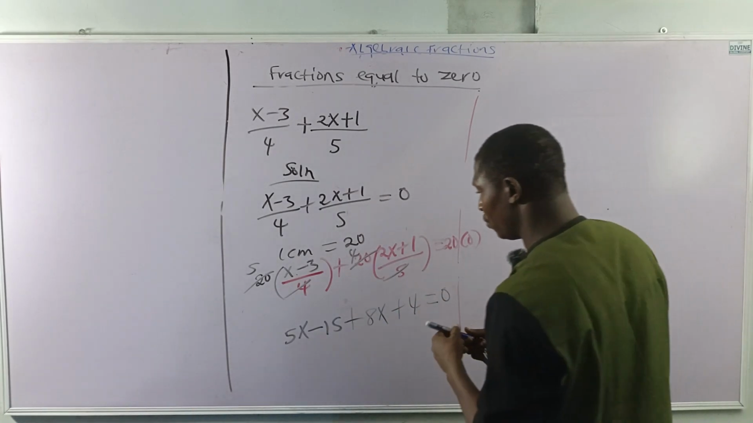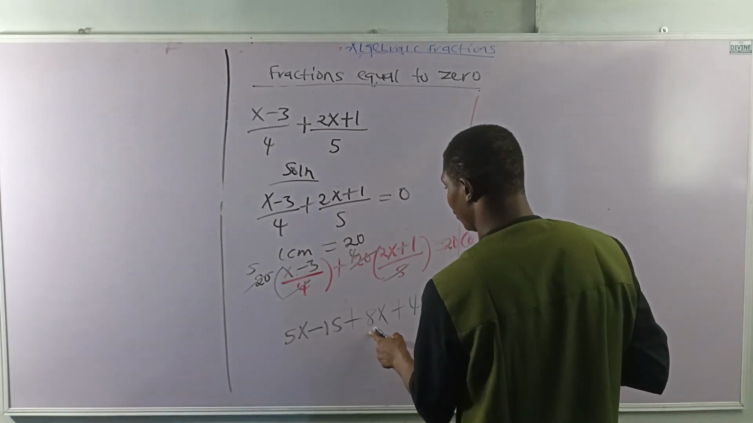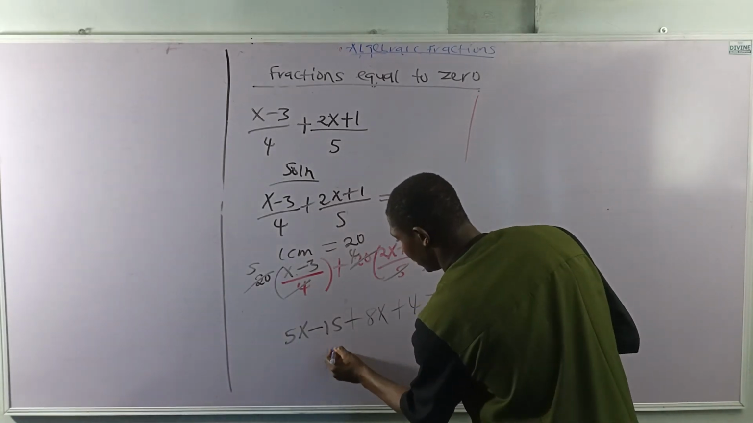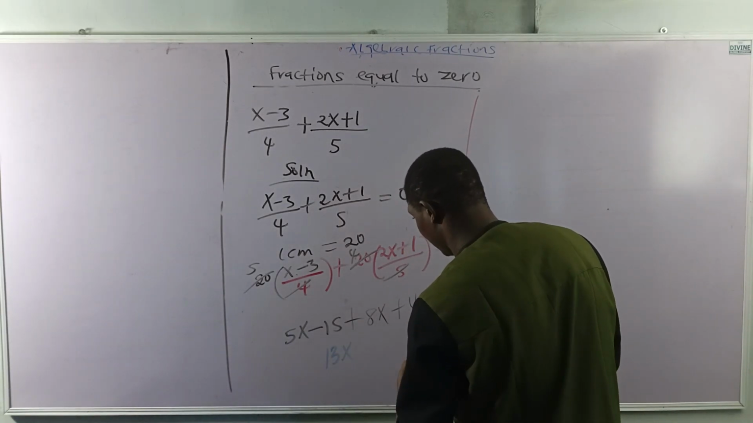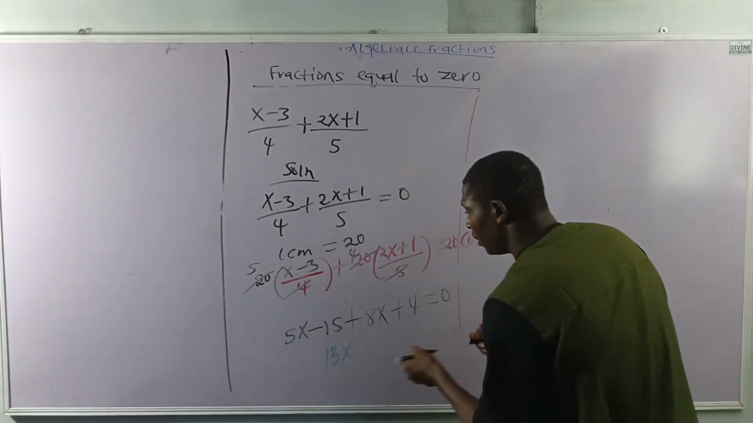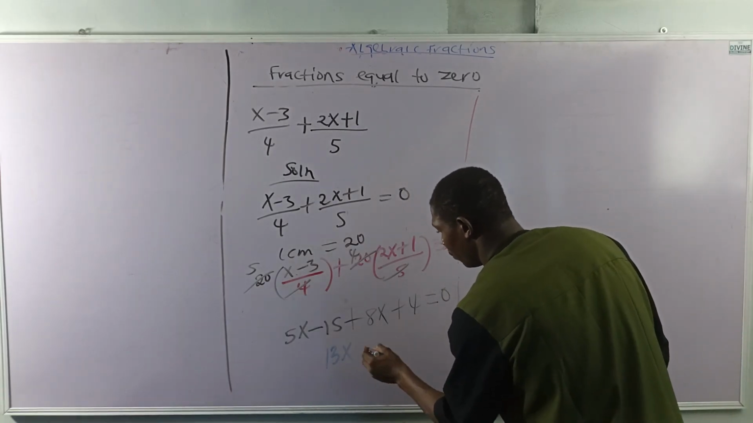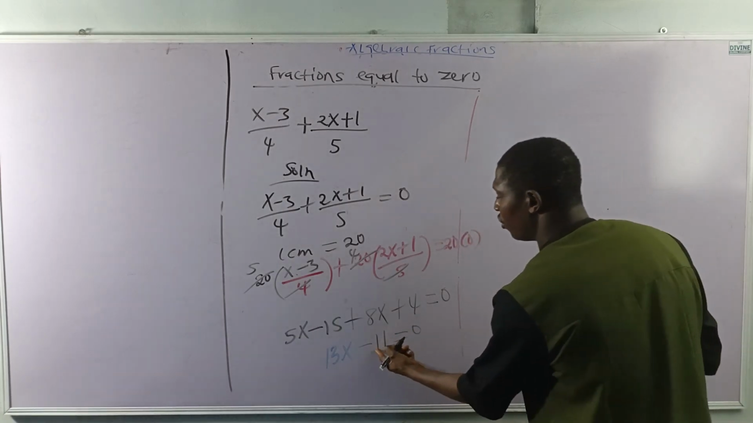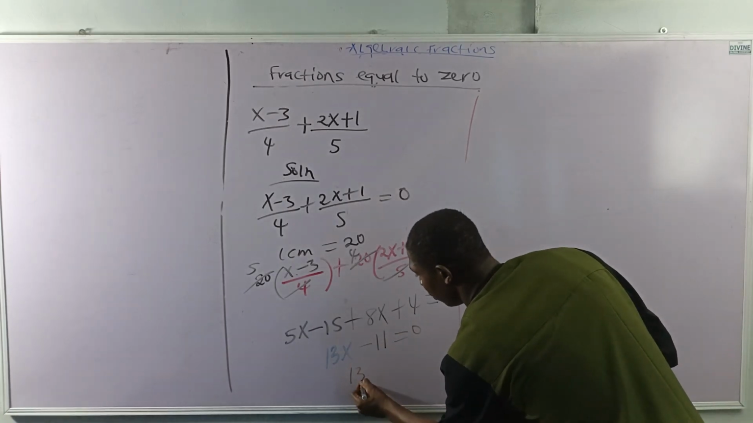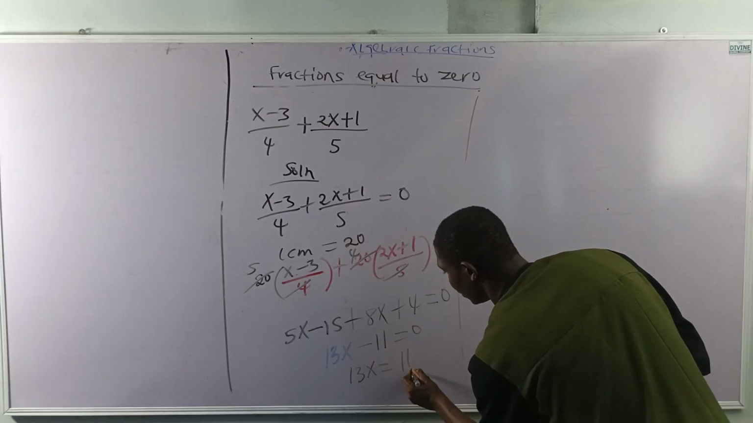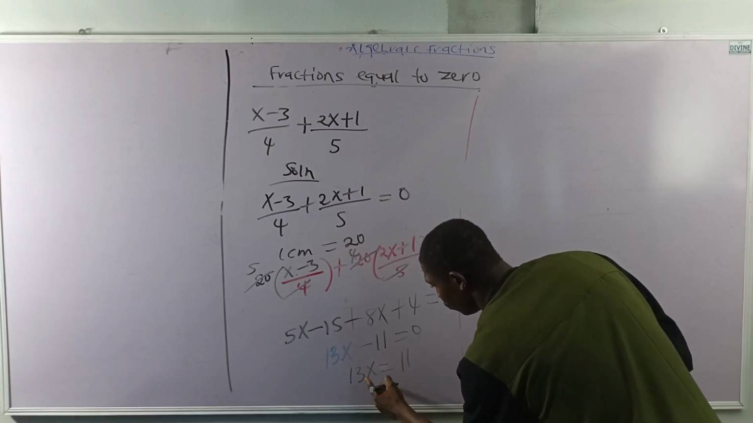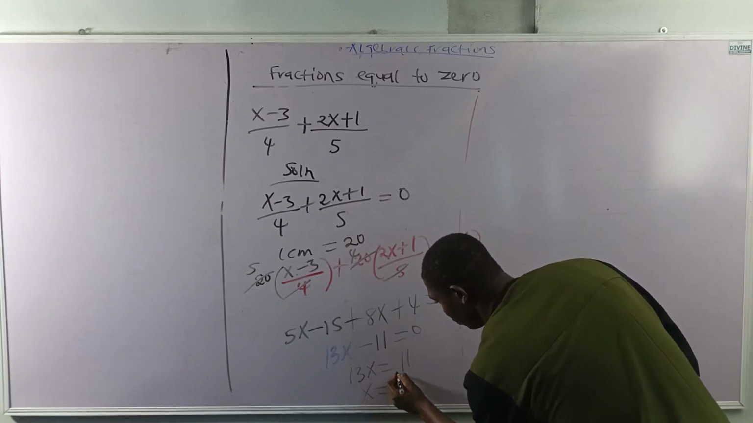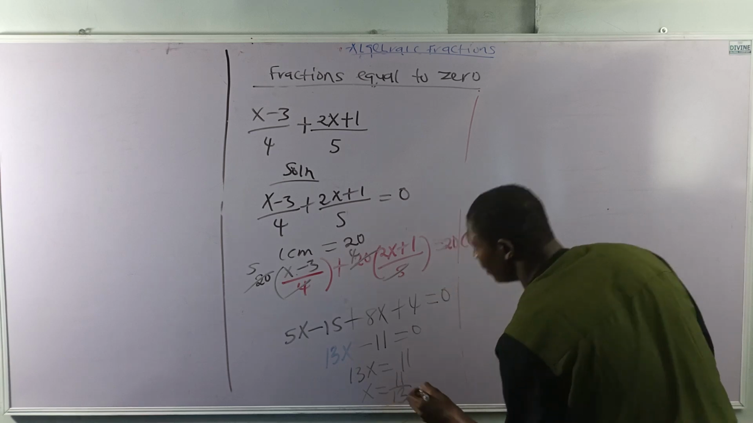Now the next thing I'm to do is to add up. 5x plus 8x will give me 13x. And minus 15 plus 4 will give me minus 11, equal to 0. Then I'll move 11 to the other side. I'll have 13x equals positive 11. And if I divide through by 13, I'll have x equals 11 over 13.